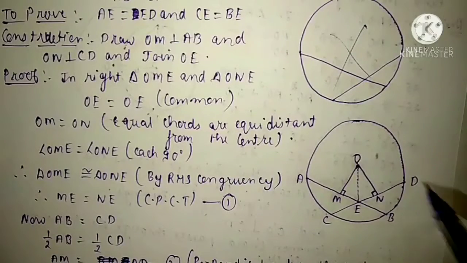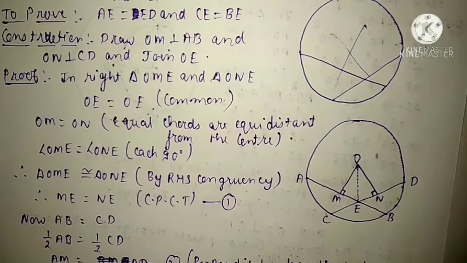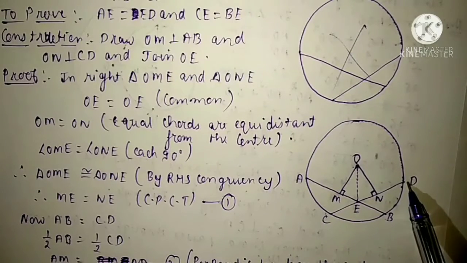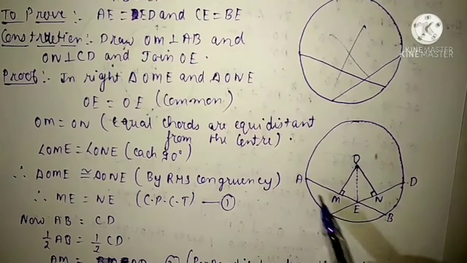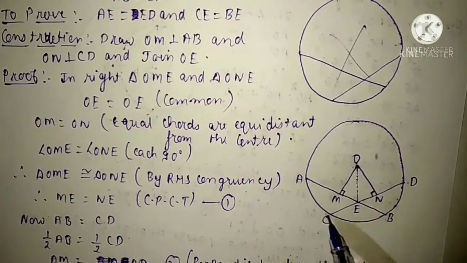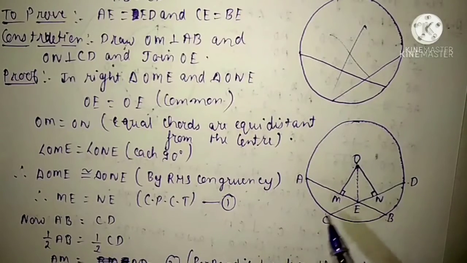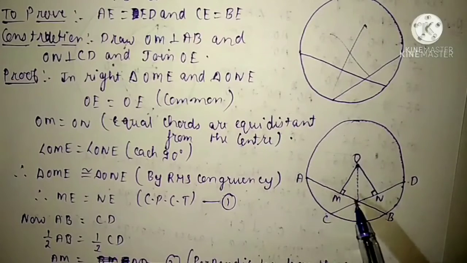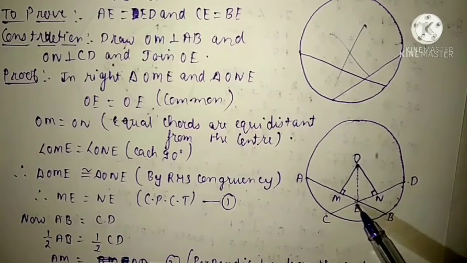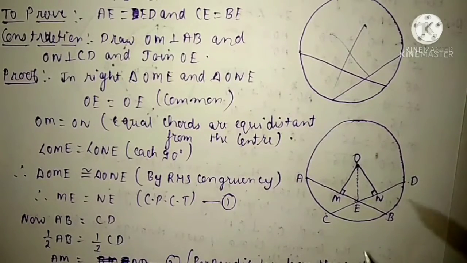In this figure, this is a circle with center O. AB and CD are two chords of the circle and they intersect within the circle. These two chords are equal also, that is AB is equal to CD. We have to prove their corresponding parts are equal. That means we have to prove AE is equal to ED and CE is equal to EB.